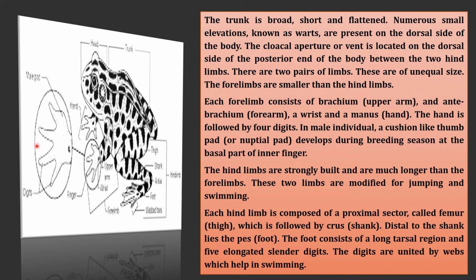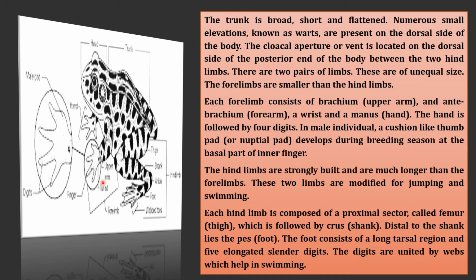this type of thumb pad develops. You can see this black, small rounded structure develops, which is called the thumb pad. It develops during the breeding season at the basal part of the inner finger. That means the basal part, not the dorsal or ventral portion of the inner finger. See, I am showing you, these are the thumb pads.